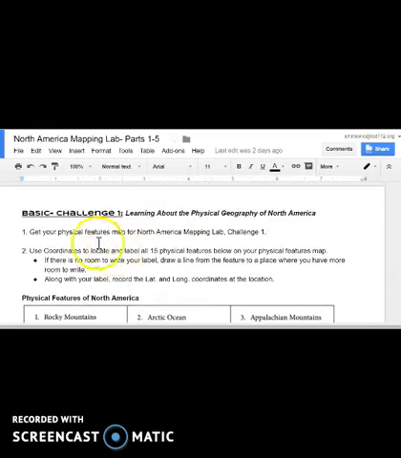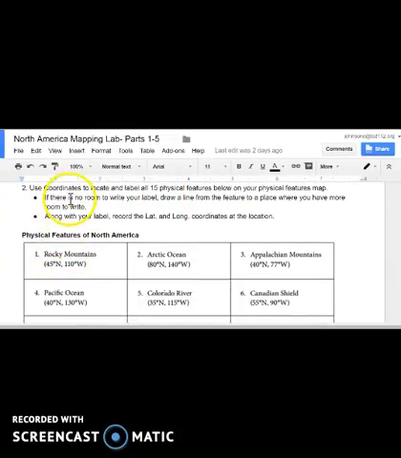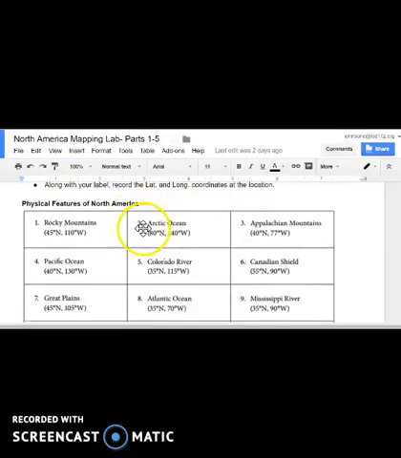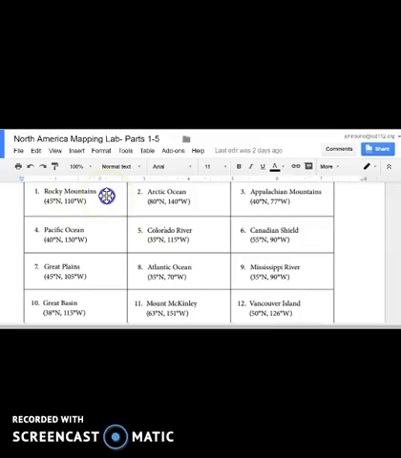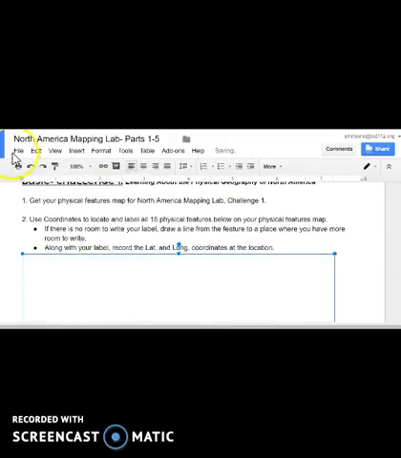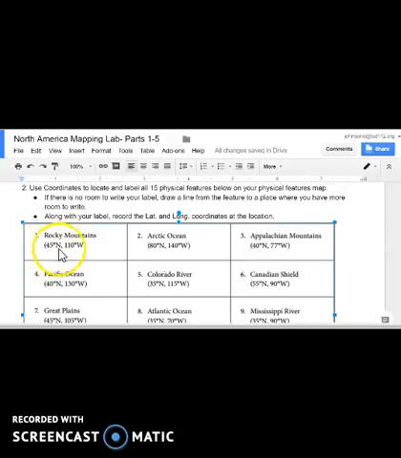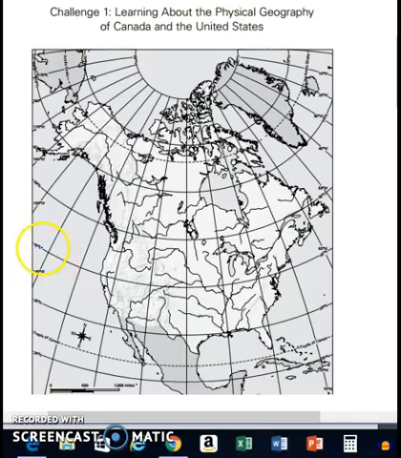These directions ask you to use coordinates to locate and label all 15 physical features below on the map. If there's no room to write your label, draw a line from it and show where you have more room to write. Along with the label, record the latitude and longitude coordinates at that location. So for example, with the Rocky Mountains, it says 45 degrees north and 110 degrees west. So I'm going to go back to my map. And I'm going to find 45 north. So there's 40, there's about 45. And 110 west. Okay, and here's my Rocky Mountain region.